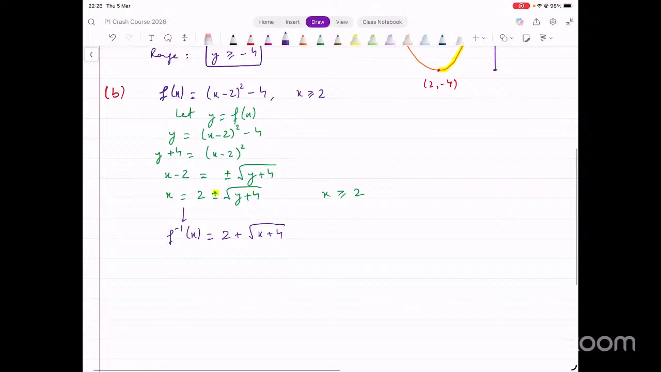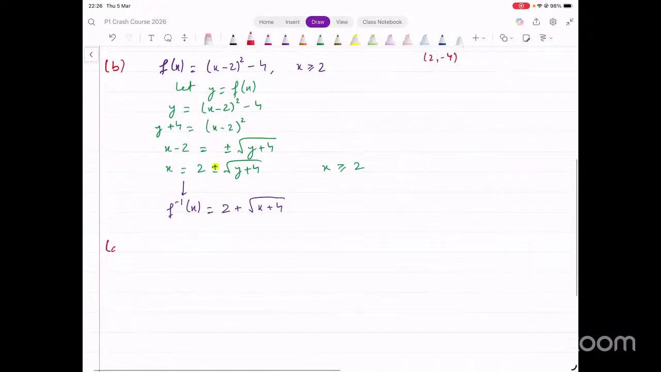So you always write plus minus there, first of all. You always write plus minus. And then you decide between them using the given domain generally. Right? That's what you do in this case. Let's look at the next one.